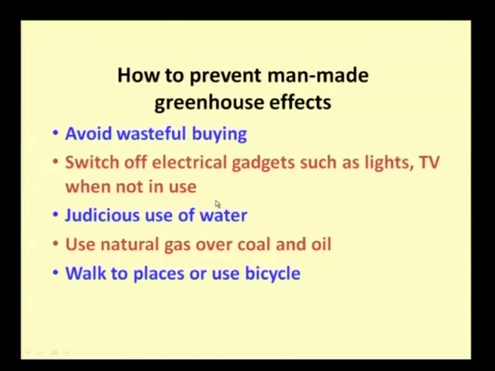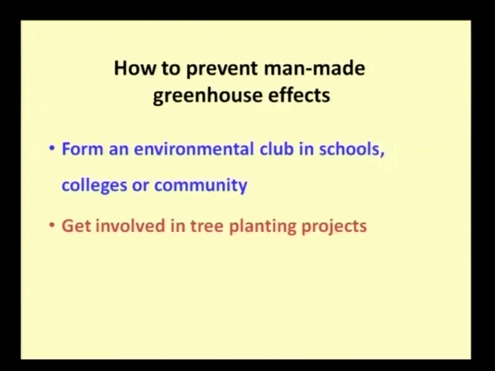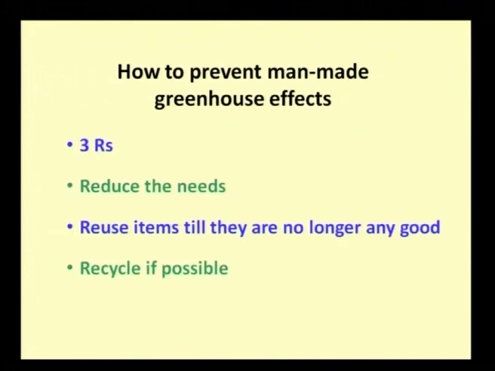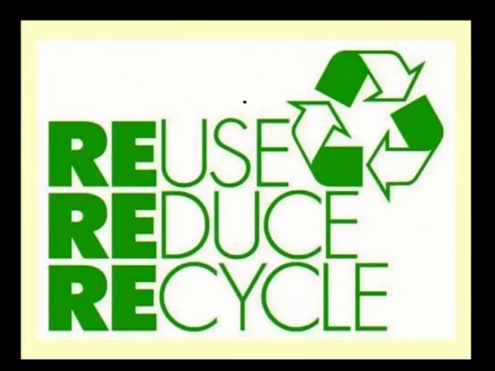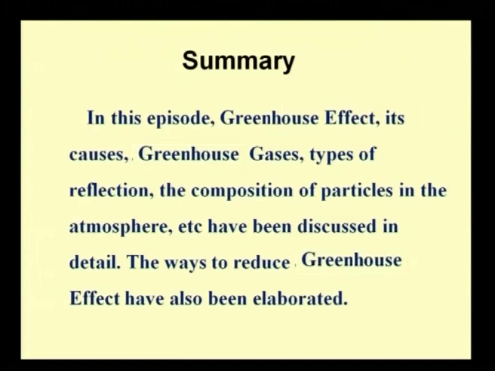See, how to prevent the man-made greenhouse effect? Avoid wasteful buying, switch off electrical gadgets, use water judiciously, and use natural gas over coal and oil. Instead of using fossil fuel, we may walk to places or use a bicycle, and form an environmental club and get involved in planting trees. And there are 3 R's: reduce the needs, reuse the items till they are no longer useful, and recycle if possible. Therefore, the 3 R's: reduce, reuse and recycle.